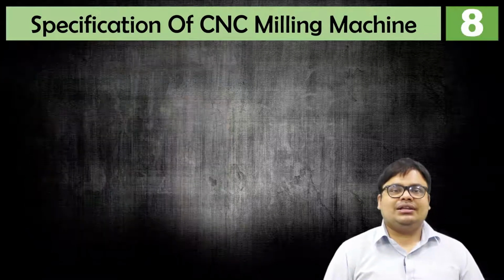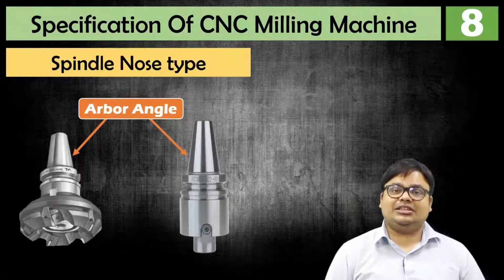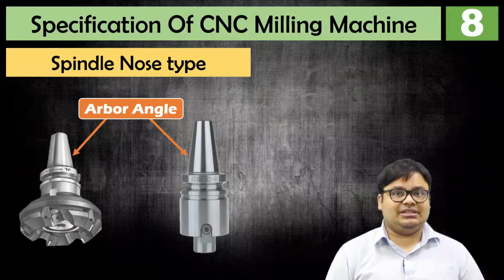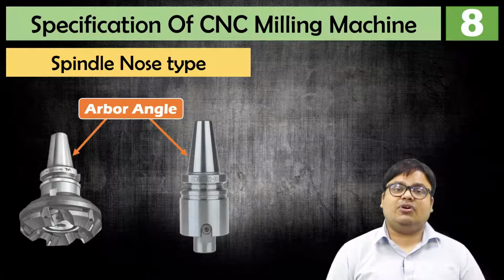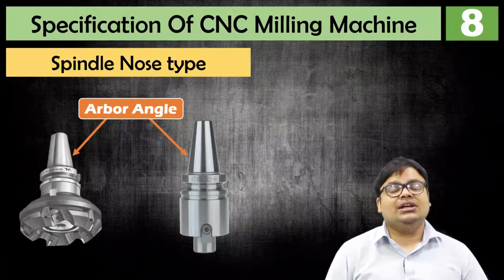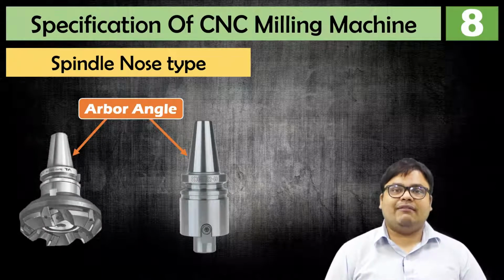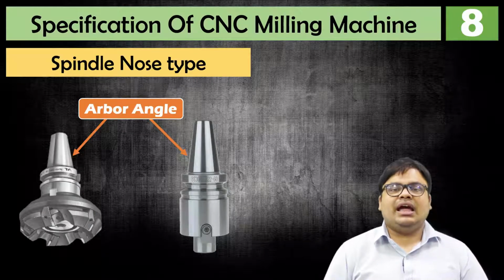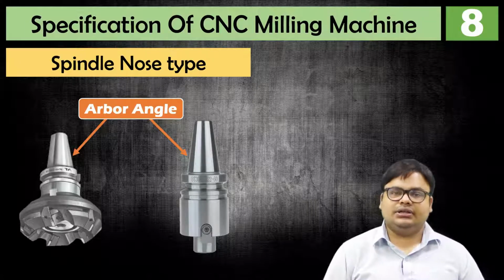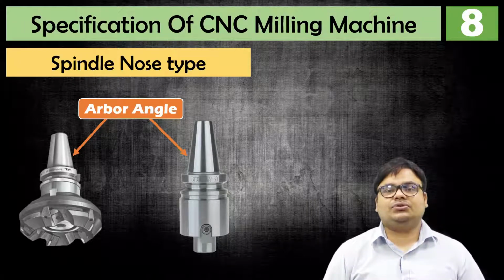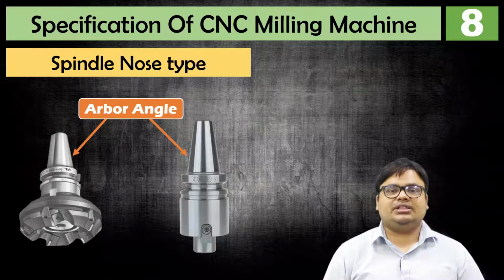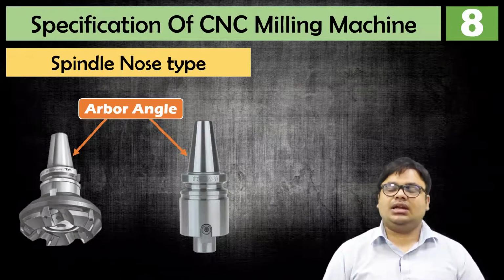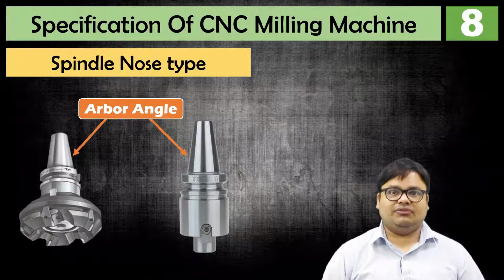Next one is your spindle nose type. Generally in the spindle we should know which type of nose taper is there, whether it is a British taper or ISO taper, and if it is that, what is the angle, whether it's 40 degree or something like that. So we should always be aware of the spindle nose taper, so that accordingly we use the arbor, and on the arbor we mount the cutter. So we should always have the idea regarding the spindle nose taper of a CNC milling machine. That's a very important specification of CNC milling machines. That was the 8th one.